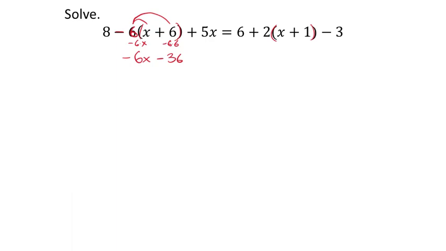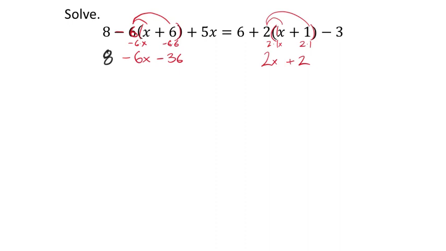Well, that brings us to the next set of distribution. That would be, again, multiplication. I'll even show the phantom 1 right there. So that would be 2 times 1x, which would end up being 2x. And then the next multiplication is going to be 2 times 1, which is going to be positive 2. Okay, that is all the distribution that I see, so everything else just drops, right?